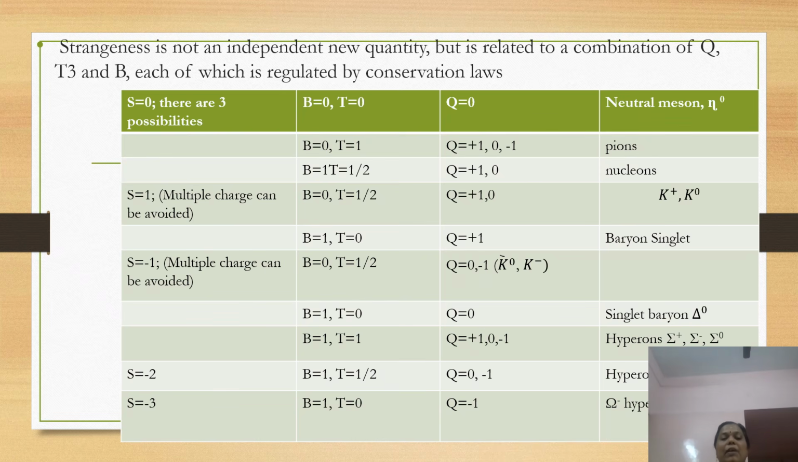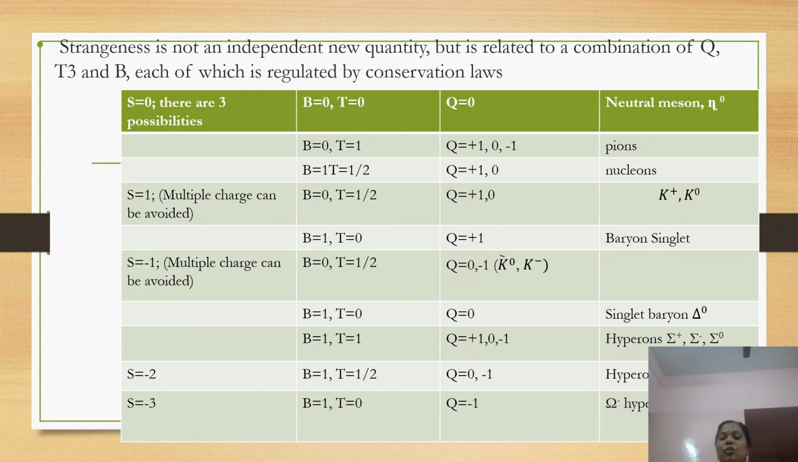So here are the possible ways. First case, when S is equal to 0, there are three possibilities. When B is equal to 0, T is equal to 0. When B is equal to 0, T is equal to 1. B is equal to 1, T is equal to half. So these are the three possibilities that could be done with the Gell-Mann-Nishijima relation.